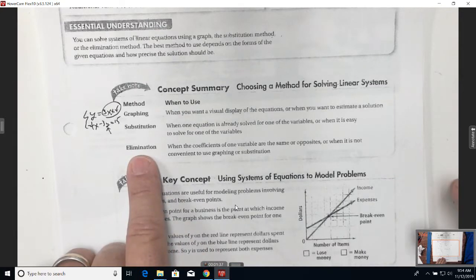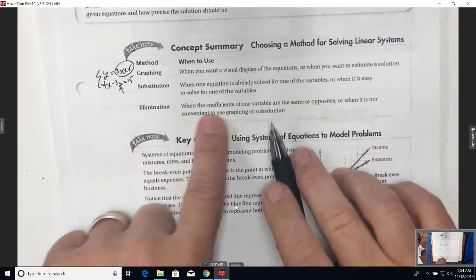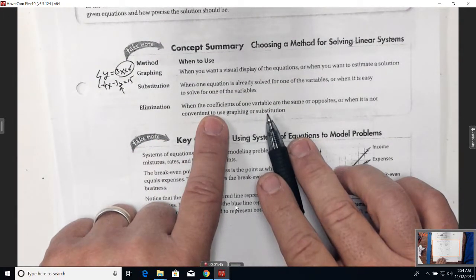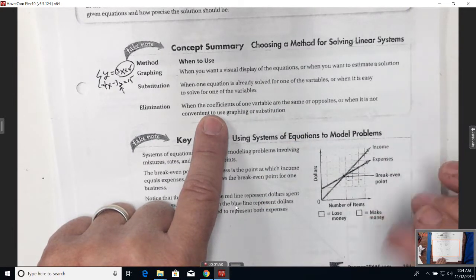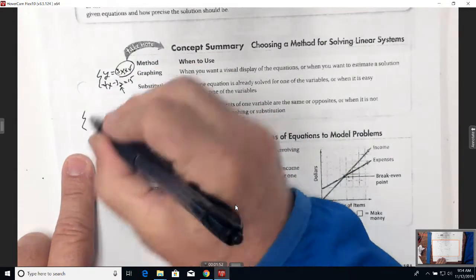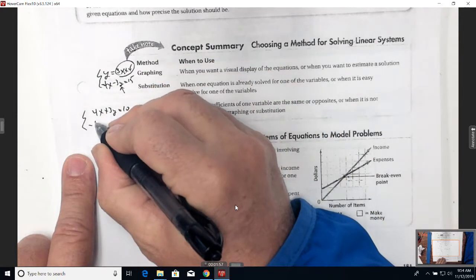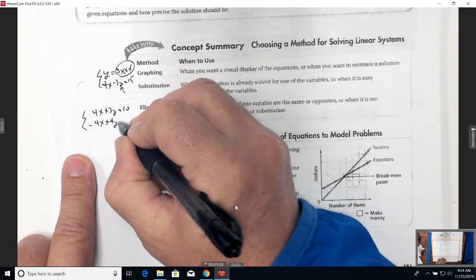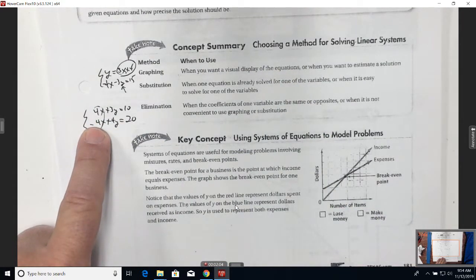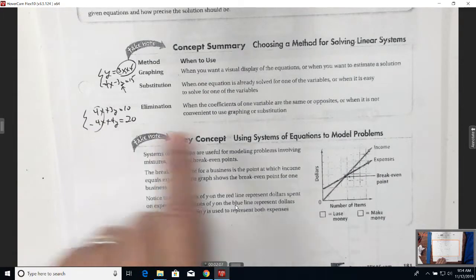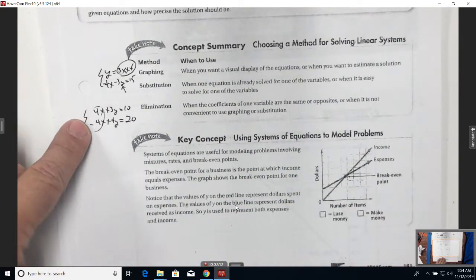Now sometimes I use elimination to solve problems. When do you use elimination to solve these? This is when the coefficients of one of the variables are the same numbers or they're opposites. So it's the same number, different signs, like this. If I had something like 4x plus 3y is equal to 10, and then negative 4x plus 4y is equal to 20. My coefficients are the same numbers, but different signs. So that means they're either exactly the same in every way, or they're opposites. A positive and a negative are opposites.